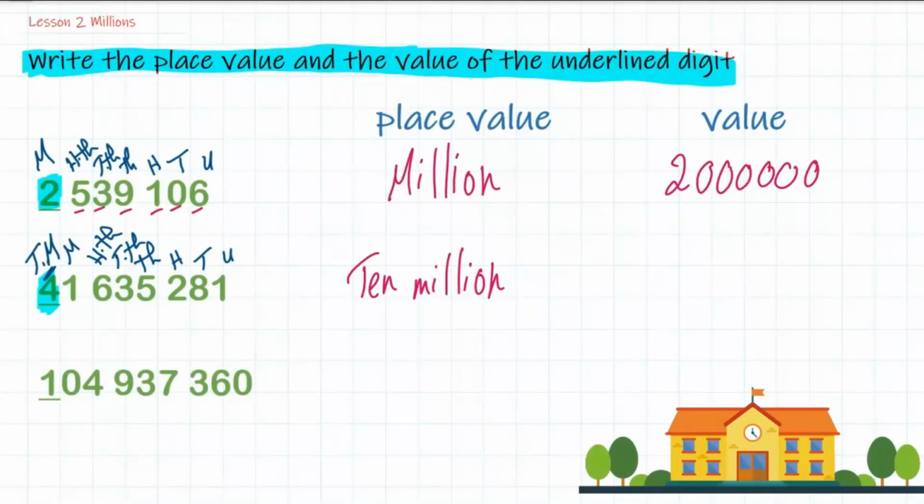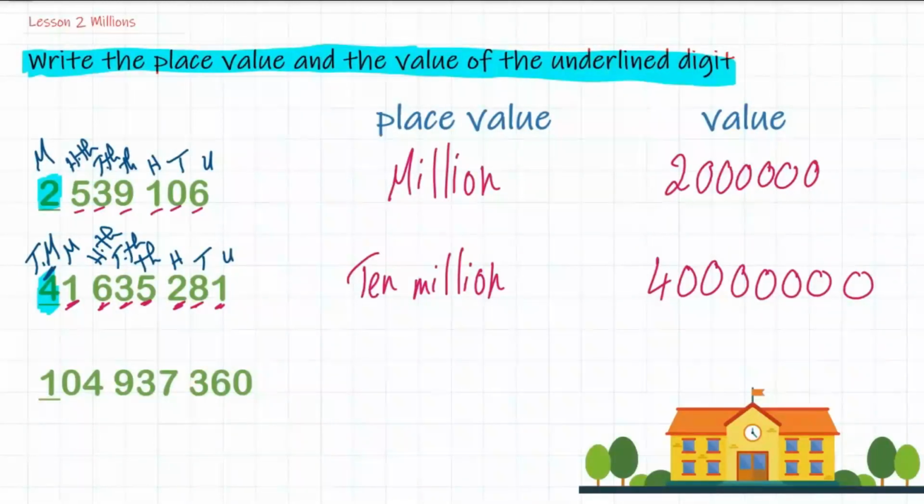We have 4. Let's count the digits to the right of 4 here. We have 1, 2, 3, 4, 5, 6, 7. So let's write 4 first and replace the 7 digits to the right of 4 with zeros. So we have here 7 zeros. So we have this number. If you want to read this number, let's divide it into groups of 3 digits. 1, 2, 3, comma, 1, 2, 3, comma. So it will be 40 millions.